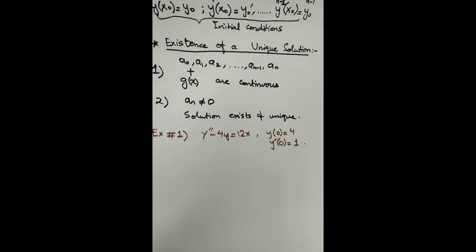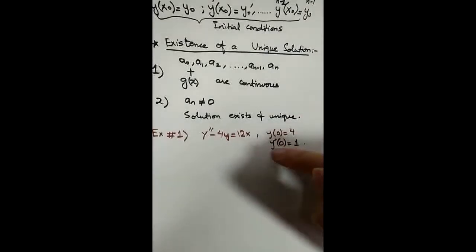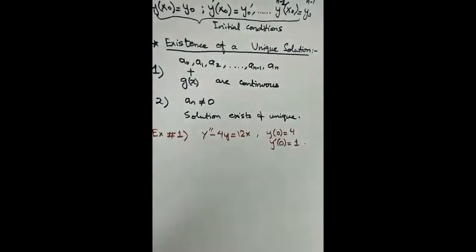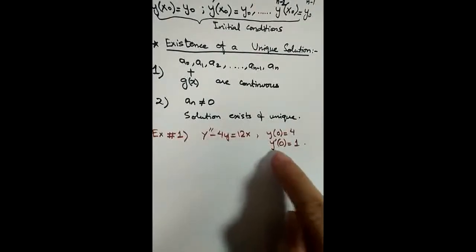Here is an example of a second order differential equation: y double dash minus 4y equals 12x. Y double dash means the second order derivative. Now we can check whether its solution exists. These are the two initial conditions: y of 0 equals 4 and y dash of 0 equals 1. Remember always that if you have a second order differential equation, the initial conditions must be one less than the order, that is, up to the first order.